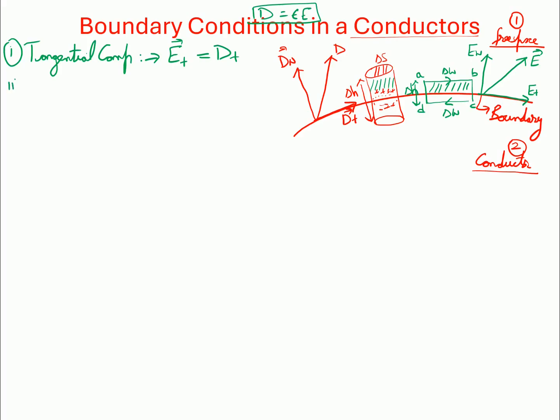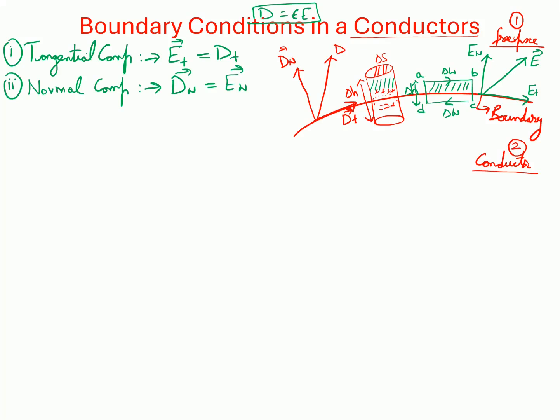Then in the second part, we are going to do the normal analysis or normal component of the field. And for this, we'll begin our analysis with the electric flux density, and once we know the electric flux density, we can find the normal component as well. So this is basically the strategy that we are going to use.